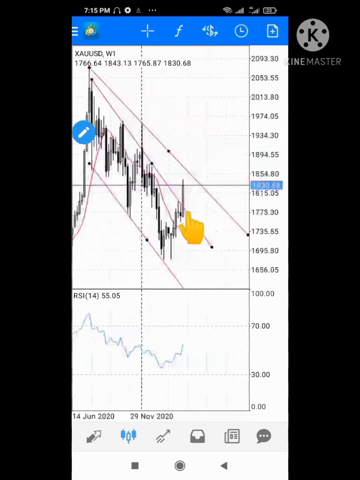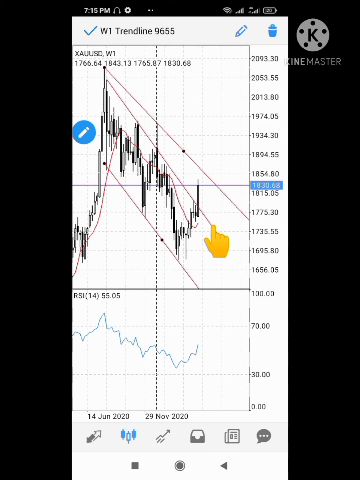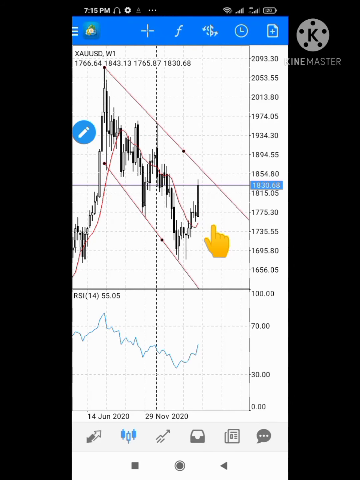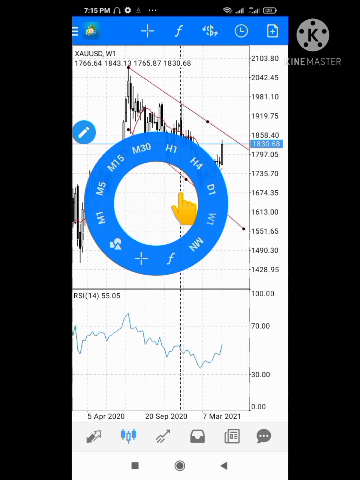Since this particular one is what we observed last week, let me just remove it so that we focus on what we are expecting the coming week. Since the market is on this channel, we are expecting it to come down to this level. But if you switch to, let's say, 4 hours, let me switch to 4 hours.